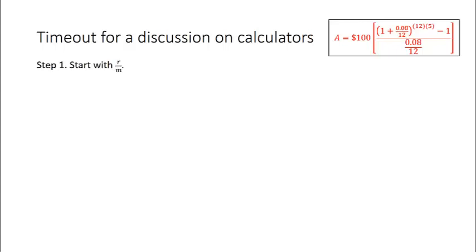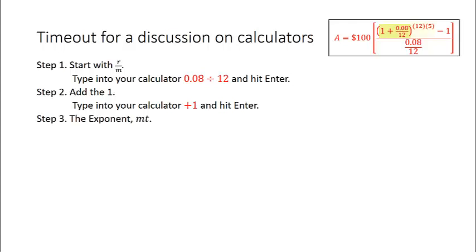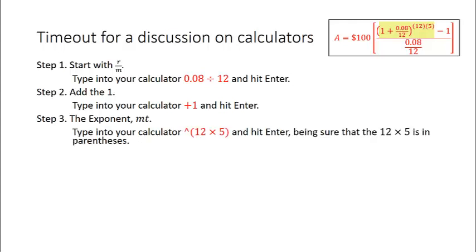So the first thing you would do is start with R over M. In this example, you would type into your calculator 0.08 divided by 12 and hit enter. Next, add 1. So type in your calculator plus 1 and hit enter. Now take care of the exponent, the MT. Type into your calculator the caret button, which will take you into the exponent, and then in parentheses 12 times 5 and hit enter. You want to be sure that 12 times 5 is in parentheses so that that entire quantity is in the exponent.